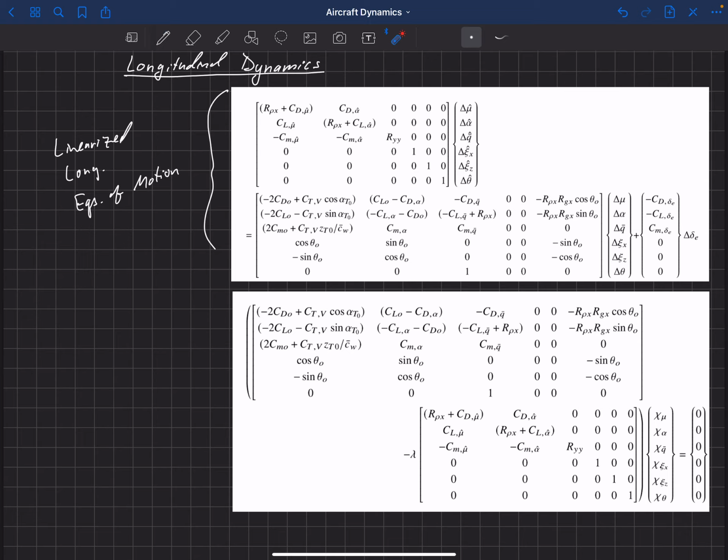This shows us the change in these 6 longitudinal state variables, if we know the current value of those state variables and some control deflection input. If we know the current state of the variables, we can predict from this equation the change in those variable states. So these are 6 linearized equations that represent our longitudinal dynamics.